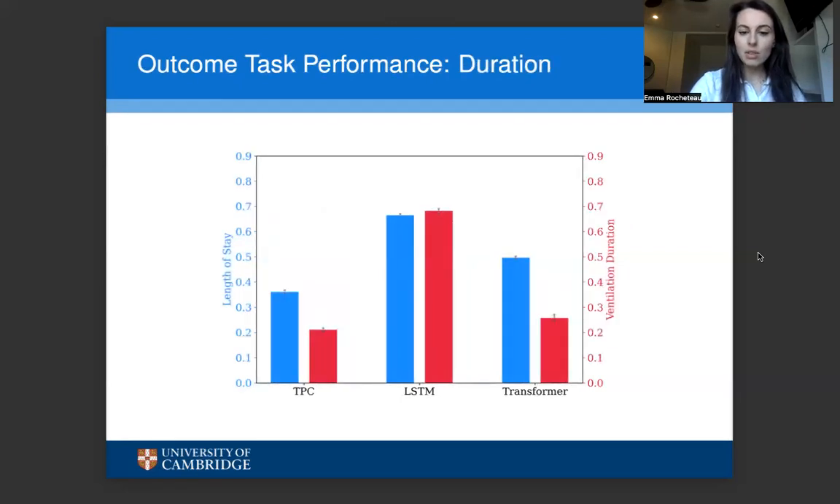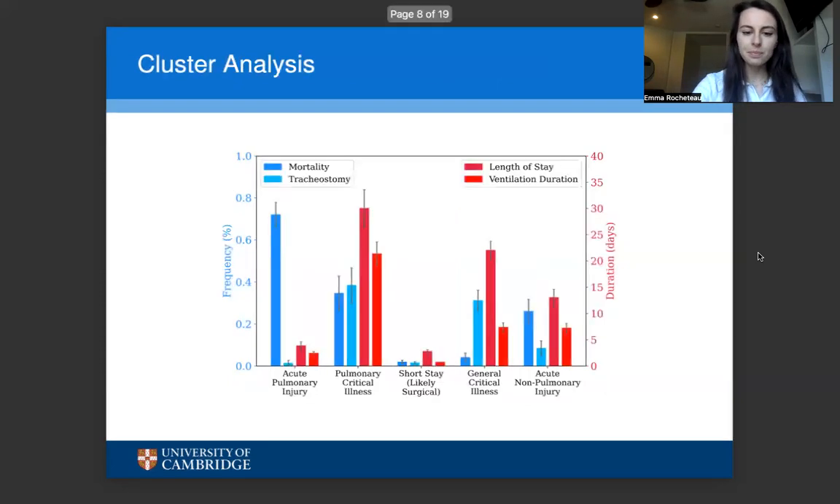Next, we're showing the results on the duration tasks. So this graph is showing the mean squared logarithmic error, where for this metric, lower is better. So again, the TPC model performs the best here. And from here on, we're using the TPC model as the main model for the subsequent cluster analysis, although I'll come back to the other two encoders later on.